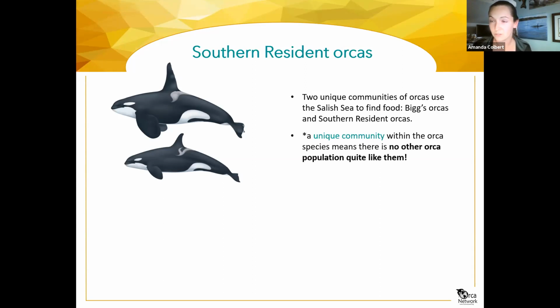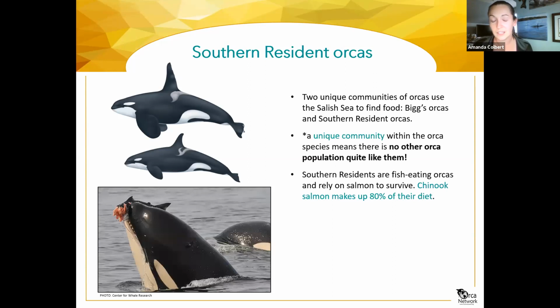Our southern residents are fish eaters. Again, our Biggs are marine mammal eaters, and that happens in some other places around the world. But they talk differently, they speak different dialects than maybe orcas that are in the Arctic or in New Zealand, for instance. So it's really kind of cool to have these two unique communities here. And with the southern residents being fish-eating orcas, they're relying primarily on salmon to survive. Most importantly, Chinook salmon, which makes up about 80% of their diet.